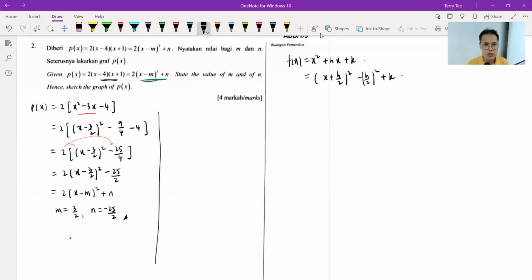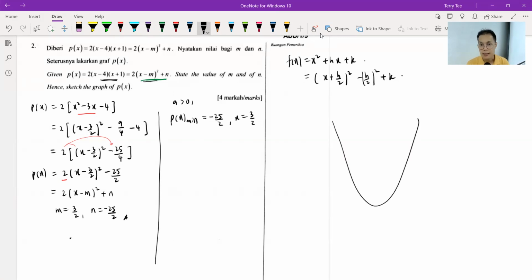So next, to sketch the graph, maybe I draw the graph on the right-hand side here. We know based on this equation here, p(x) has a minimum. I know it's a minimum because my coefficient of x squared is 2. This is positive 2. It's more than 0. So if it's more than 0, the minimum value is negative 25 over 2. When the one inside the bracket is 0, x is 3 over 2. So we can see that this curve has a minimum. Maybe I will draw a curve first, right? Then I will draw the axis like this. We can adjust it later on.